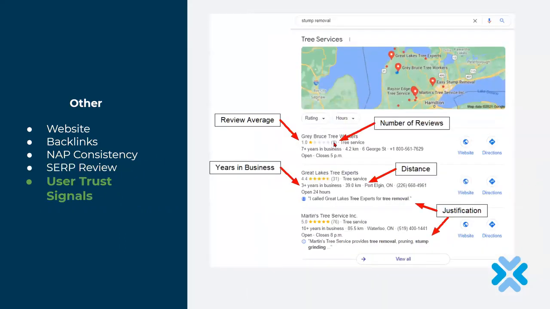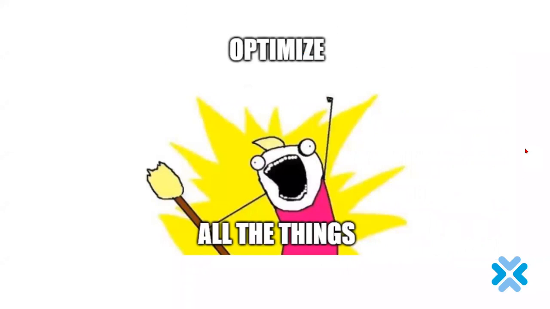There's lots of stuff on your 3-pack. Look at it. Does it make sense to a user? Reviews, years in business, justifications, distance. Look at Google. Don't only use tools. I know I'm selling tools to you. I'm selling DBA. I'm selling Local Falcon. Go on Google and look at what is there.